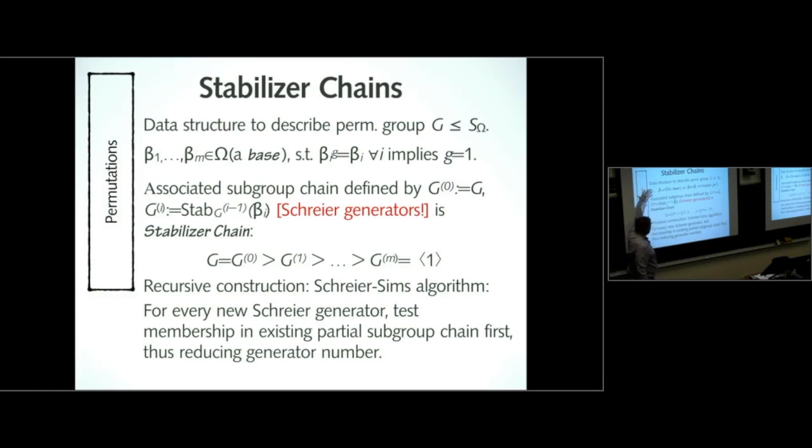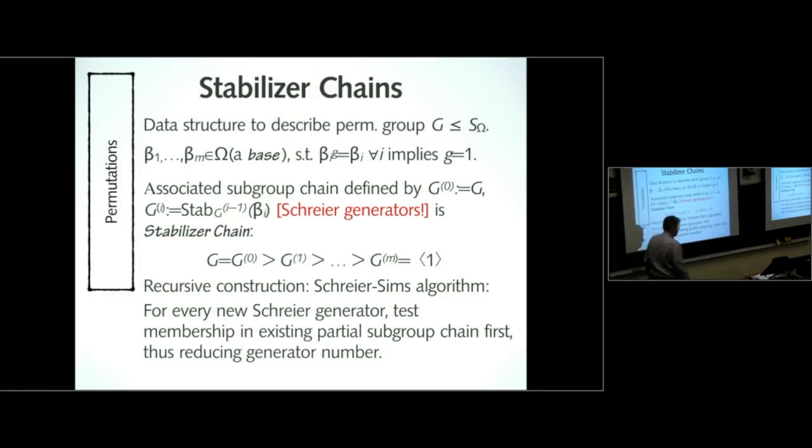So associated to the base, we have a chain of subgroups, and these are called the stabilizer chain. So we start with the group itself, we take the stabilizer of the first point, in there the stabilizer of the second point, in there the stabilizer of the third point, and so forth. So the last group, because of this condition, will stabilize all the points, and that's the identity. And this chain of subgroups is called the stabilizer chain.